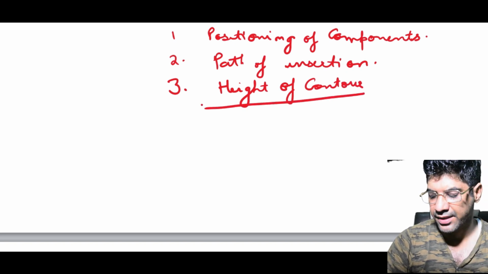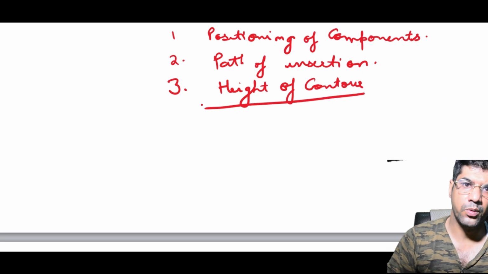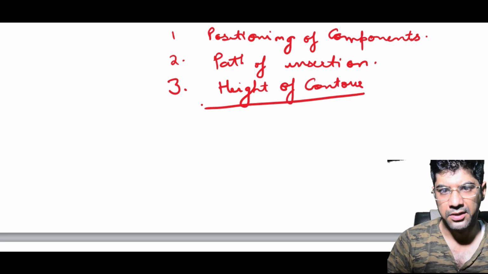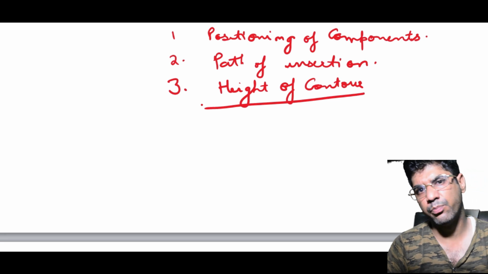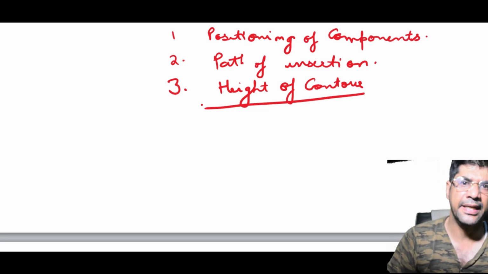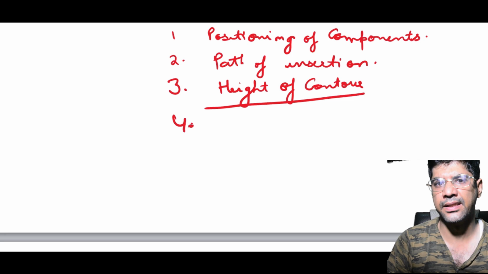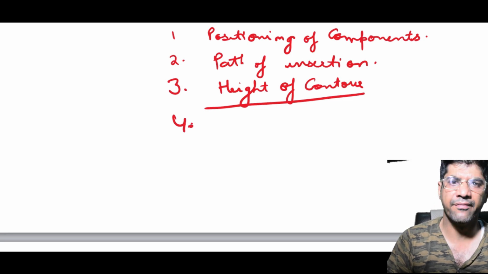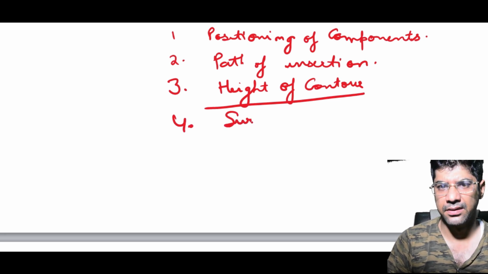The third objective is height of contour. So mark the height of contour of the area above the undercut. That helps to identify the highest point on the tooth or tissue that needs to be considered while designing the denture in order to avoid unwanted interferences.